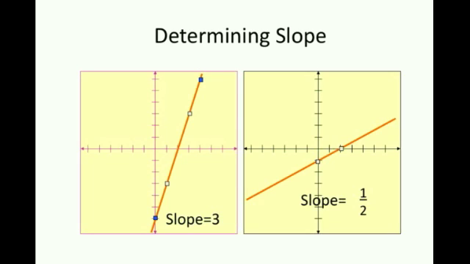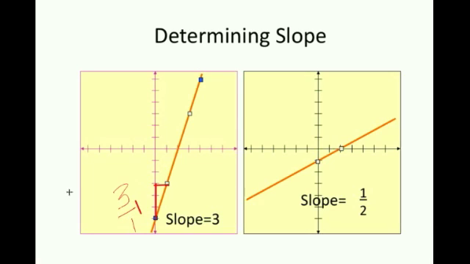Slope can be measured by counting the rise and the run. So whenever you're given a line, you simply pick 2 points on a graph, and it can be any 2 points. We want to calculate the rise. In this case, the rise is 3, and then we want to calculate the run. In this case, the run is 1, so it's 3 to 1. Rise 3, run 1.